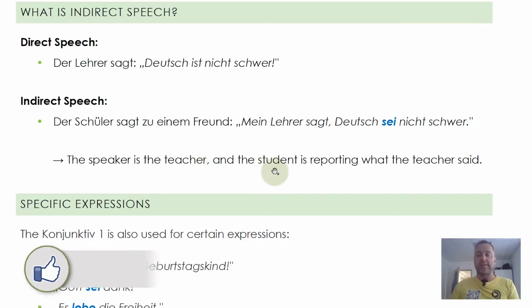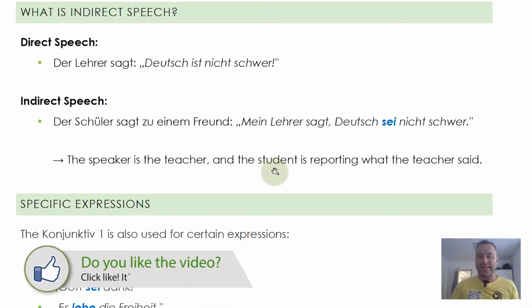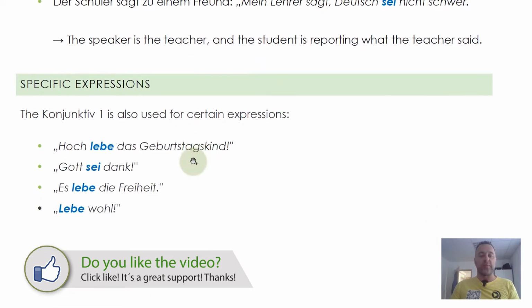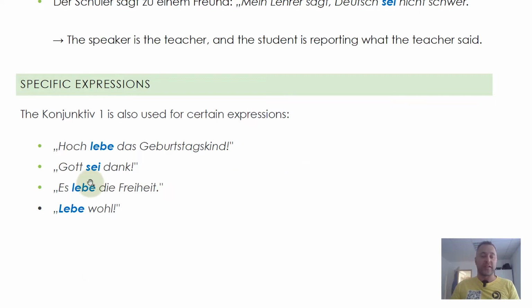In English, it's if you report what somebody else said. But we also use it for some specific expressions like Hoch lebe das Geburtstagskind, so word by word, high live the birthday kid. So it's just an expression that you say on somebody's birthday. Gott sei Dank, thank God. Es lebe die Freiheit. Let's cheer to freedom, something like that.